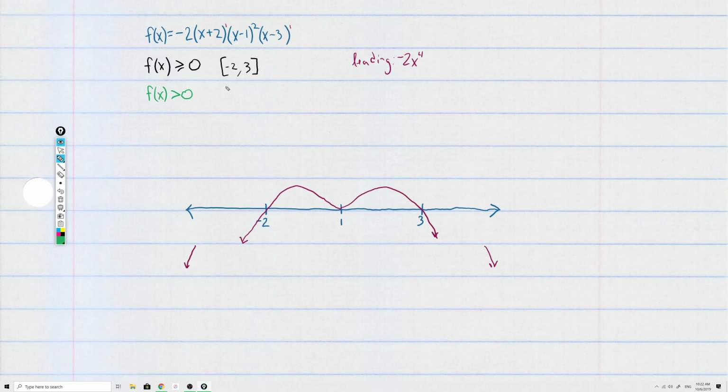So here I'd have to write the answer as the open interval from negative 2, but I need to stop when we get to 1, because at 1 the function equals 0. So this is part of the solution set, and then we're going to union that with the interval from 1 to 3. So we're not including the places where the function equals 0.